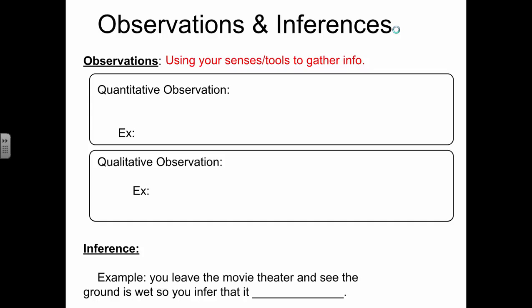Quantitative sounds like what word? Quantity. Because quantitative observations have a number with them. They're numerical. Often they're made with a tool. Measuring something with a ruler is a quantitative measurement. Weighing something is a quantitative measurement. Counting something is a quantitative measurement. If I say Mr. Arcuri weighs 100 kilograms, that is a quantitative observation.